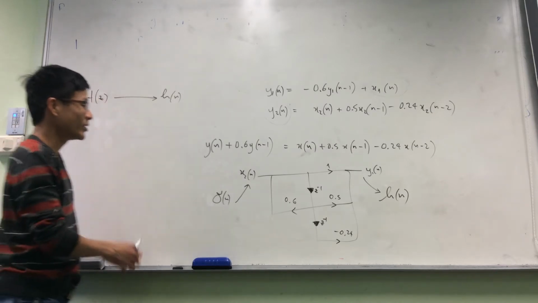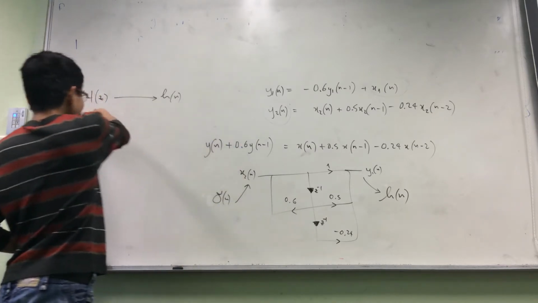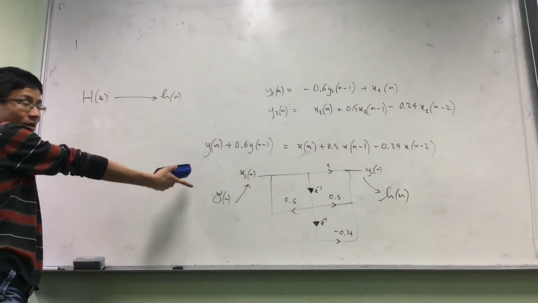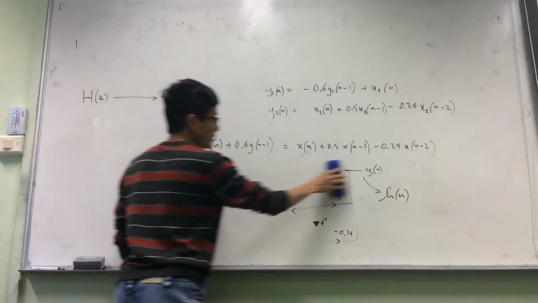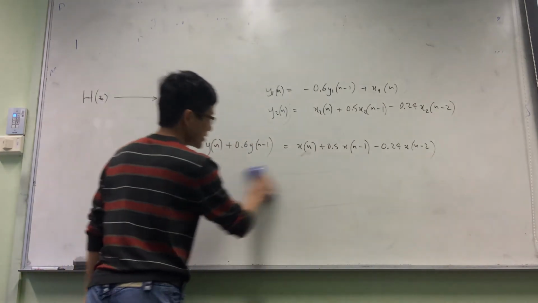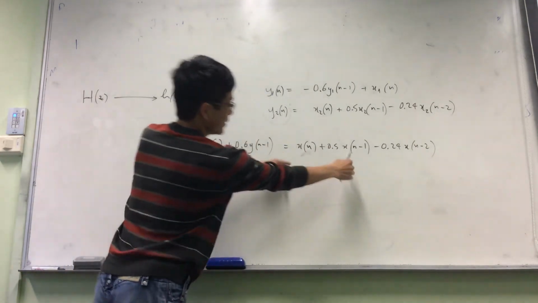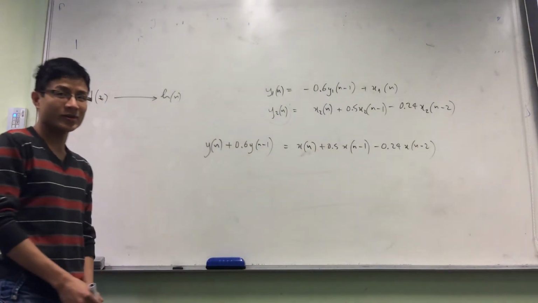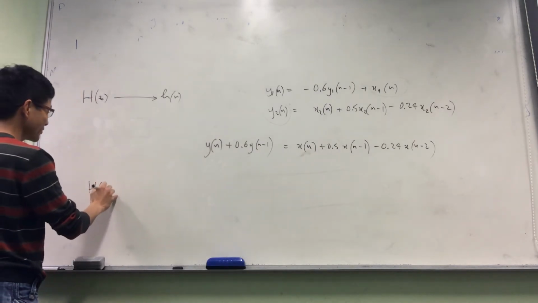Alright, let's find the transfer function of this one. How to calculate transfer functions? From this block diagram, we can get the transfer function straight away. Is Z equal?